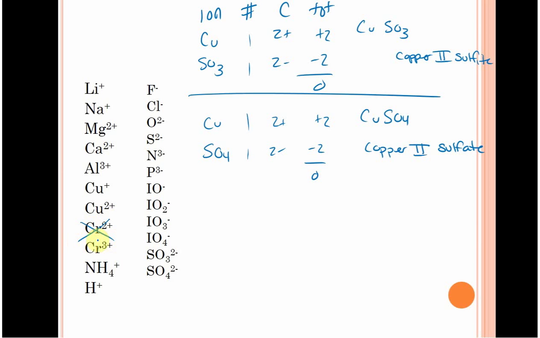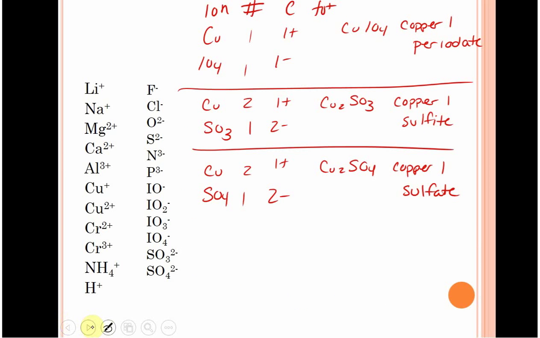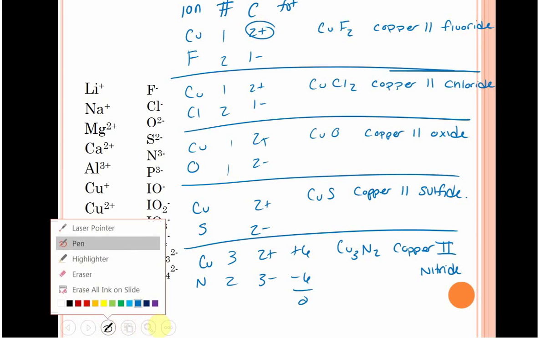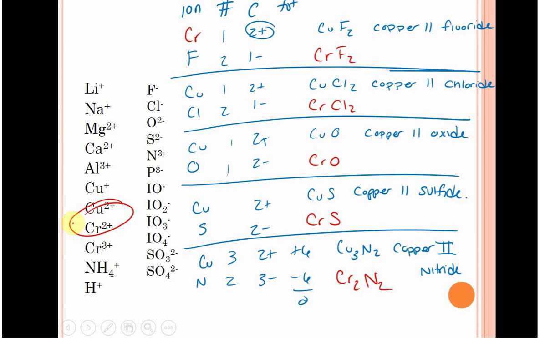I'm actually not going to do chromium 2. Chromium 2 is going to have the exact same ratio as all of these. So for chromium 2, it would have just been Cr instead of Cu. And so chromium 2 fluoride would be CrF2, CrCl2, CrO for chromium 2 oxide, chromium 2 sulfide, kind of like that. The reason I included it here is really just to give you more practice with these 2 plus transition metal ions. But you are going to have the general idea here.